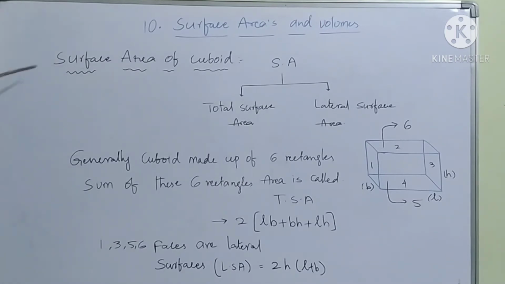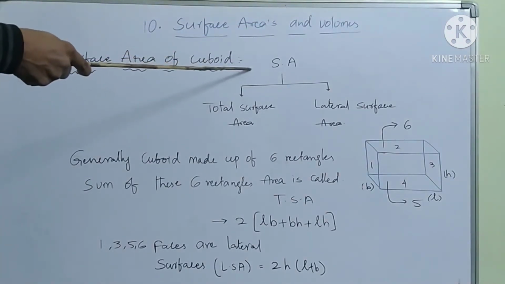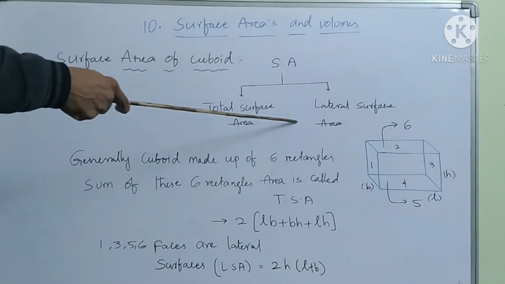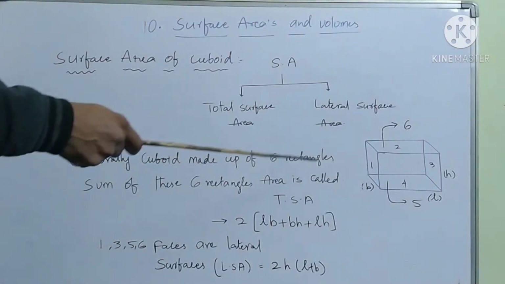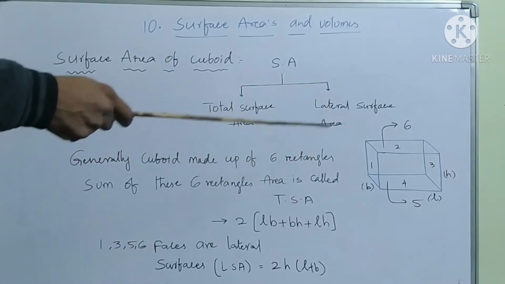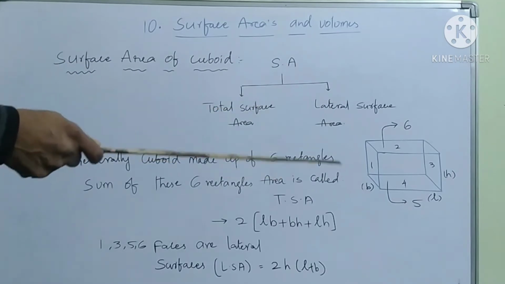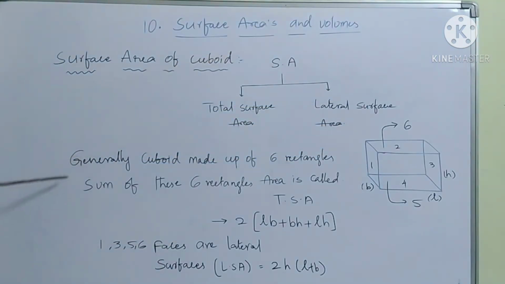So, first one, surface area of cuboid. There are two types of surface area. SA means surface area: total surface area and lateral surface area. Generally, a cuboid is made up of 6 rectangles, 6 faces. Here 1, 2, 3, 4 are lateral faces, the 5th one is the front face and the 6th one is the back face. Here the cuboid is made up of 6 rectangles.